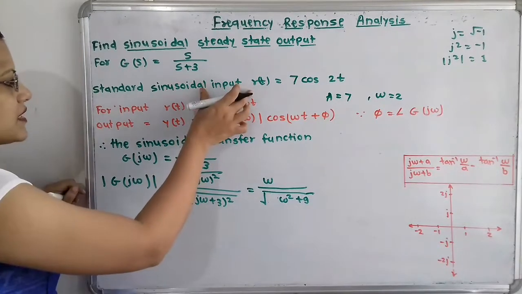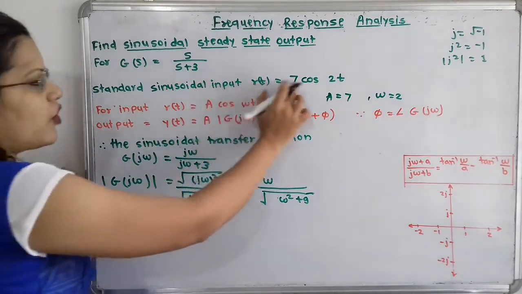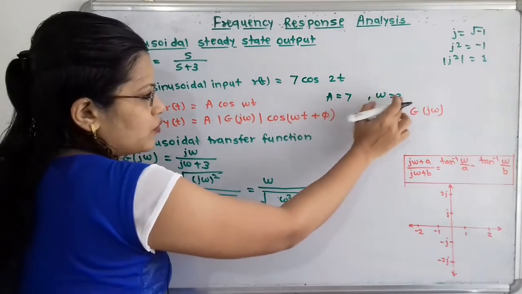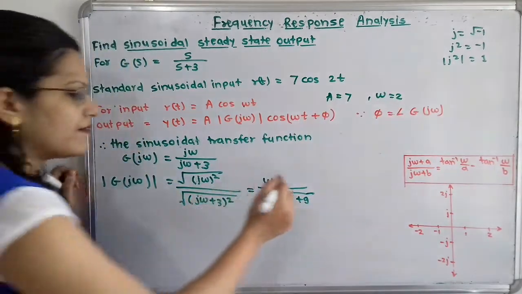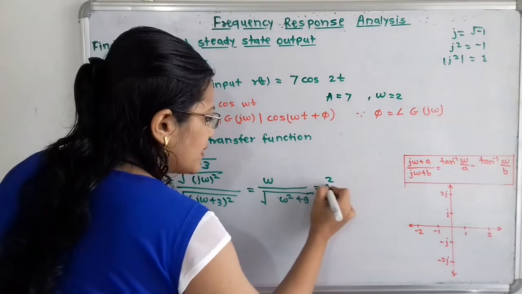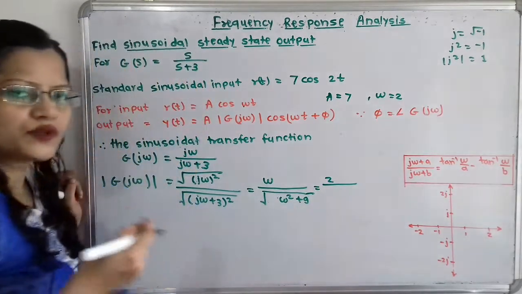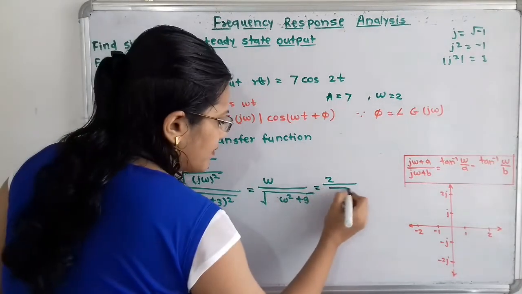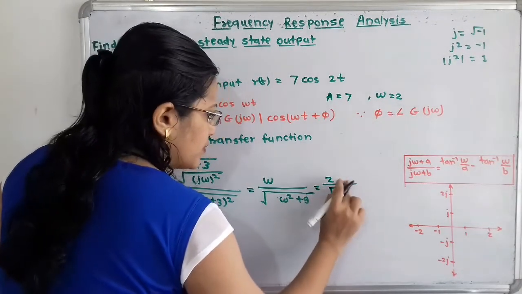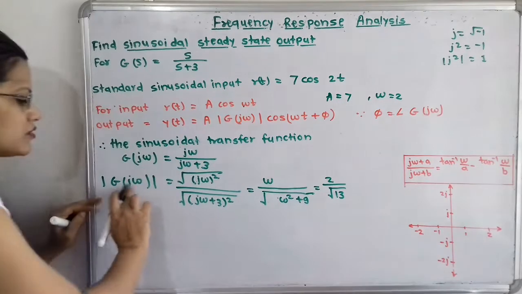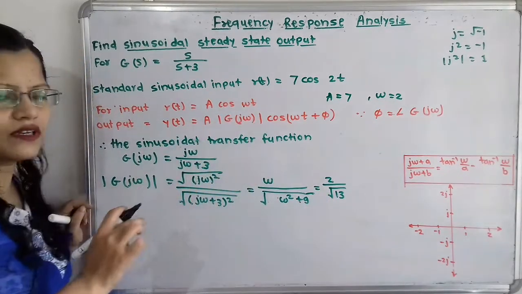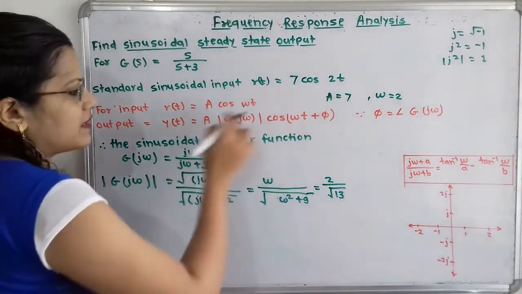But from this given question, we observe that A = 7 and ω = 2. So I will put the values: 2 divided by under root of 2² + 9. 2² is 4, 4 + 9 is 13. So I will write under root of 13. So this is the modulus of G(jω). We can put here 2/√13, and we can put here A, that is 7.